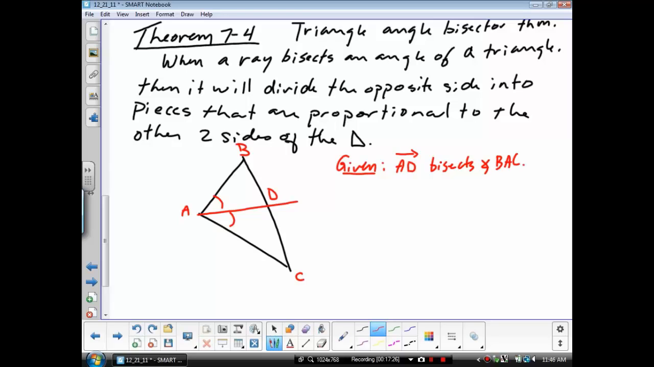What we want to prove is that this opposite side, BC, is divided into pieces that are proportional to the other two sides of the triangle, BA and AC. So we want to prove that BD is to DC as BA is to AC.